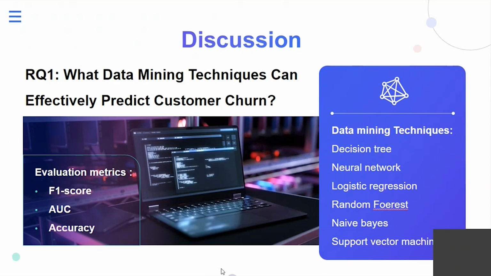The F1 score, AUC, and accuracy are employed to compare the results of data mining techniques, based on the number of times the metrics are used and the characteristics of the metrics. And for the choice of data mining techniques, decision tree, neural network, and logistic regression are the top three most commonly used techniques. Random forest, naive Bayes, and support vector machines have recently gathered research attention. So we chose these 6 data mining techniques for comparison.